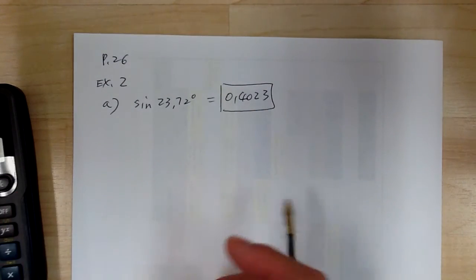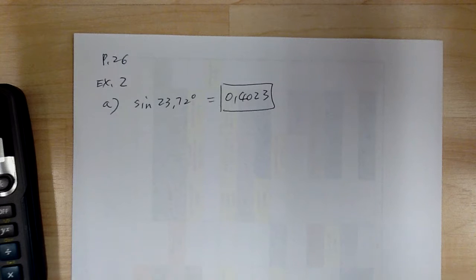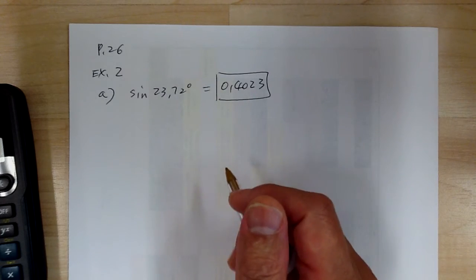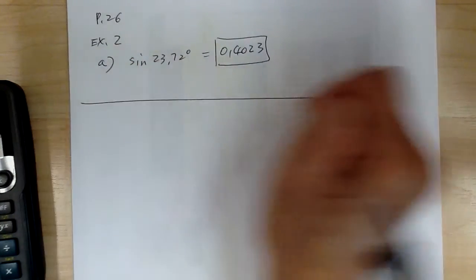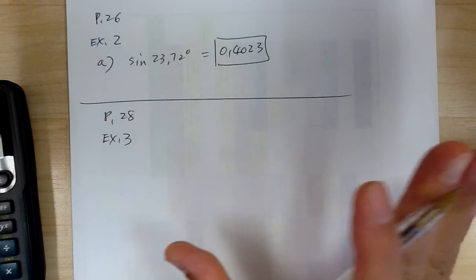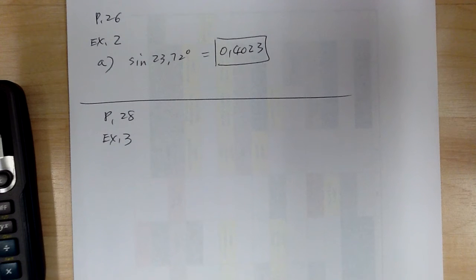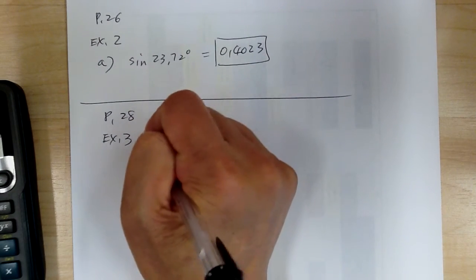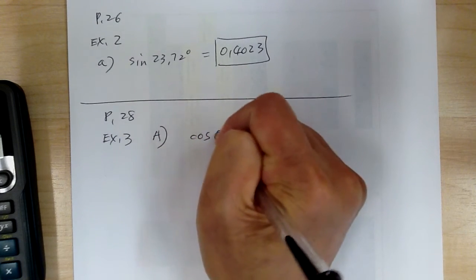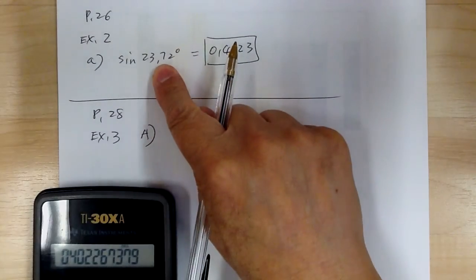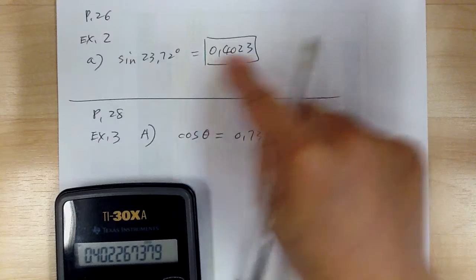And let's go to another example. Let's go to when you're going backward. So let's go to example 3, page 28. Again, I'm just going over it very briefly because each one of you may have a different calculator. So I will come and help you with your calculator when you have to do this. So let's do A. You have cosine theta equal to 0.7335. Notice over here they give you the angle, and you're looking for the ratio. So it's straightforward.